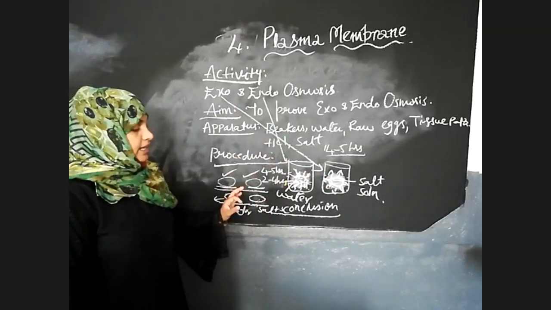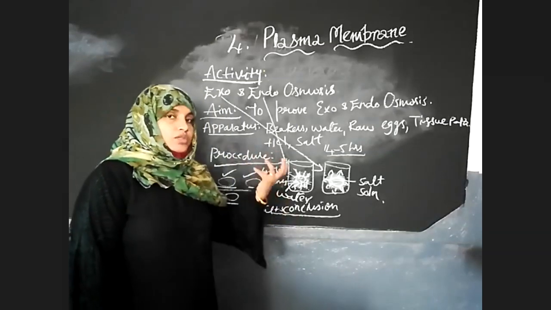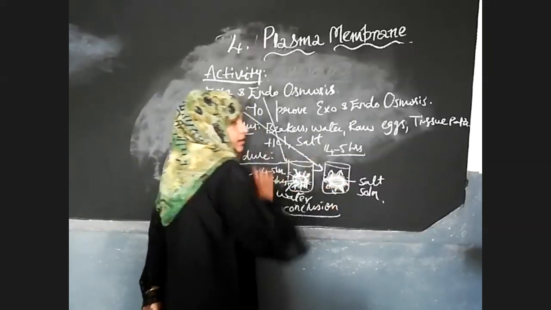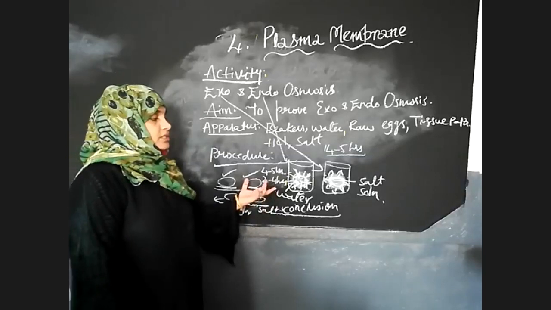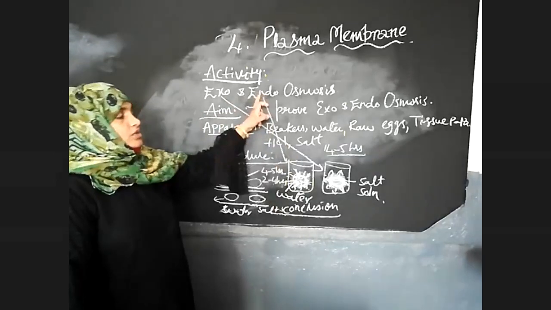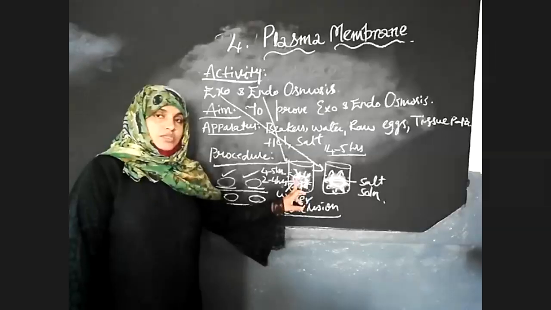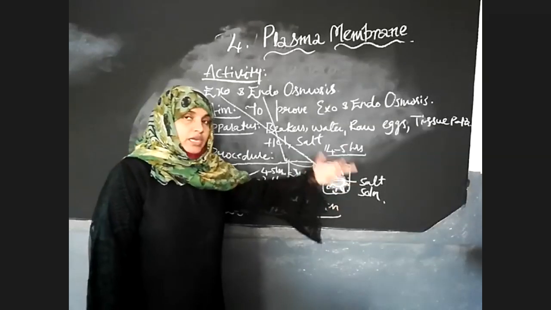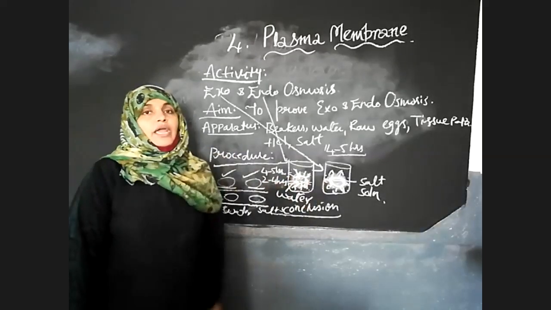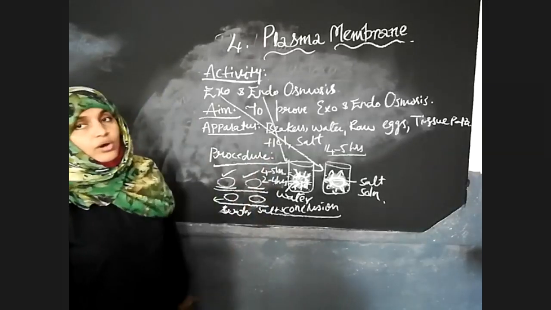By this activity, we are understanding exo and endoosmosis. Movement of molecules from low concentration region to high concentration region across the permeable membrane is endoosmosis. If water moves inside the cell, inside the egg, it is endoosmosis. If the water moves outside of the cell, it is called the exoosmosis process. So when it is kept in salt water, it is exoosmosis, and here it is endoosmosis. Okay, this is the activity to understand exo and endoosmosis.